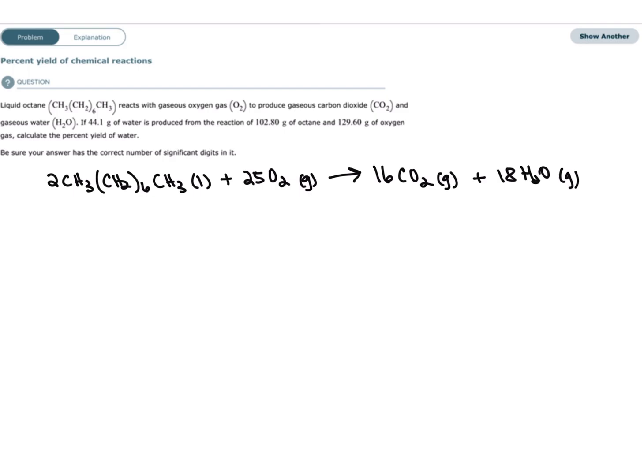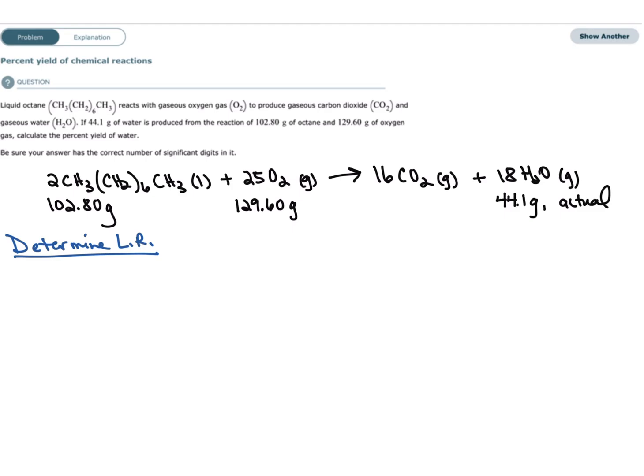And I want to start writing my given information. It says if 44.1 grams of water is produced, so this is 44.1 grams. I'm going to remind myself that this is called actual, from 102.8 grams of octane and 129.6 grams of oxygen. And we are asked to determine the percent yield of water. Because I have two starting materials, two given informations on the reactants, I need to determine the limiting reactant. And I'm going to convert each reactant to moles of water.